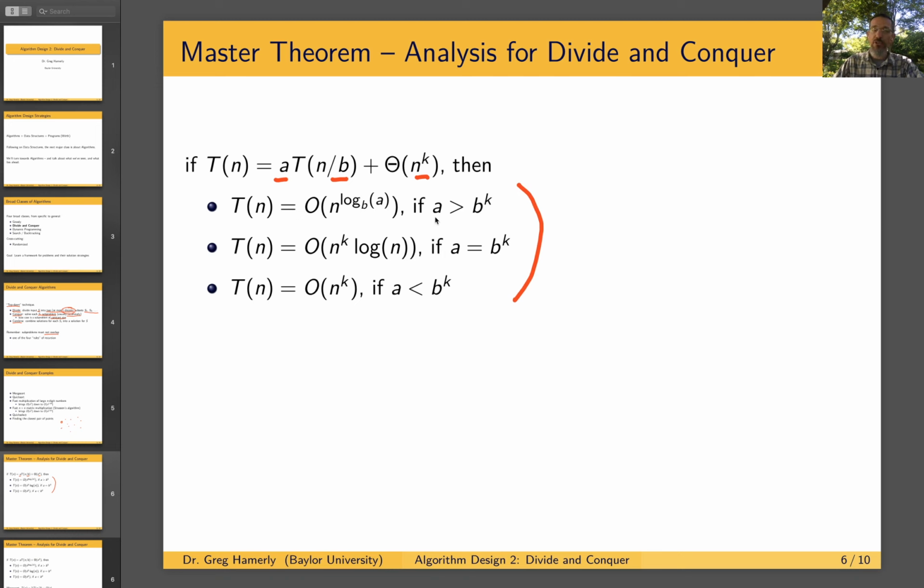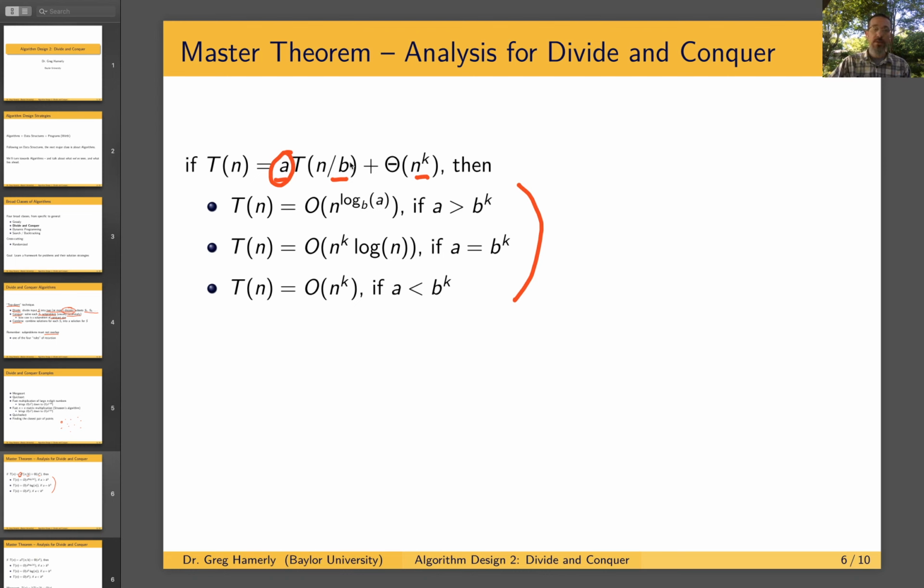It depends on the relationship between a and b to the k. Now, let's come back to this, because before we talk about these consequences, let's say what a, b, and k are. Well, a is the number of subroutine recursive calls that we have. If we're talking about merge sort, it takes an array, divides it in half, and then calls merge sort on the lower half and calls merge sort on the upper half. 2 recursive calls. So for that case, a is 2.